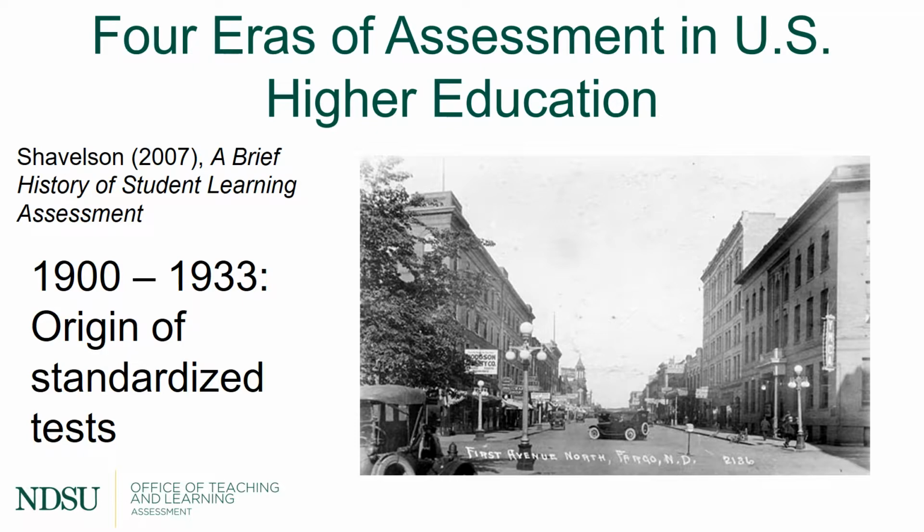It's possible to trace the history of assessment in the United States through 4 different eras, and this is based on work from Shavelson in 2007. In Era 1, 1900-1933, this was the beginning of the use of standardized objective tests. And these tests were objective in the sense that they were multiple choice tests that are now so familiar to us. And here's a nice picture from the NDSU library of downtown Fargo in 1910.